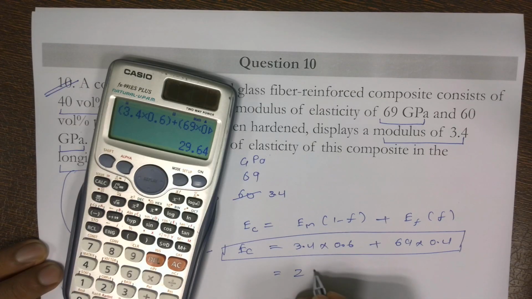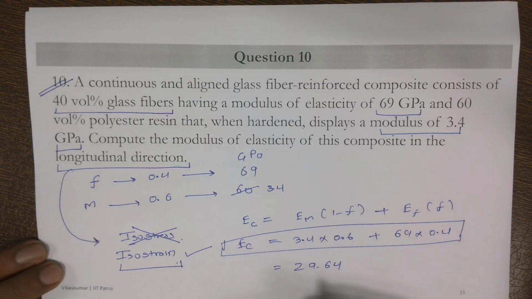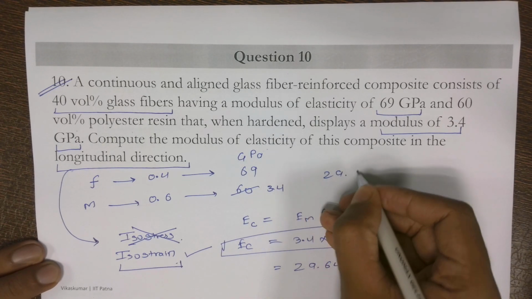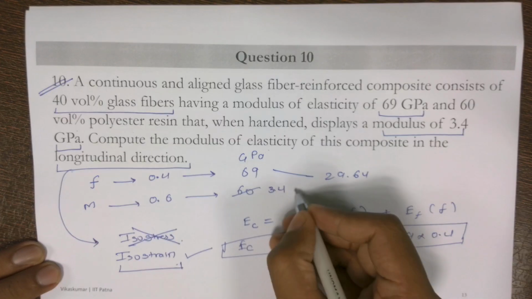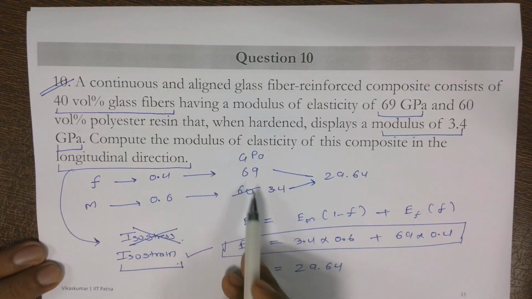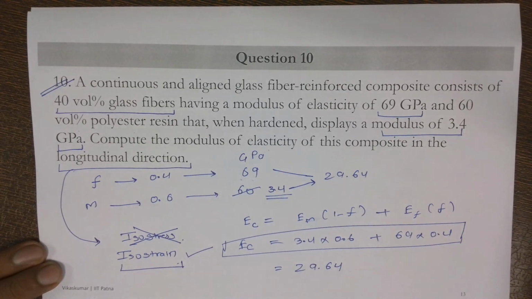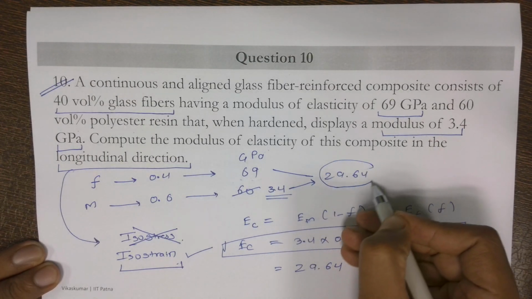So it is given as 29.64. Also note down that this value of 29.64 is in between the values. It is less than the fiber, it is more than the matrix. It will always be in between.